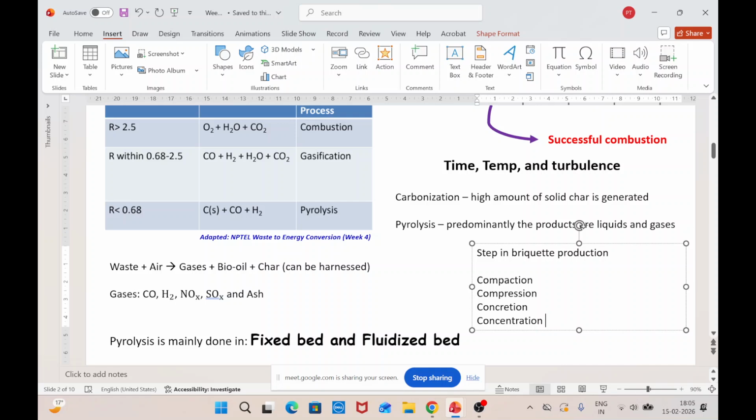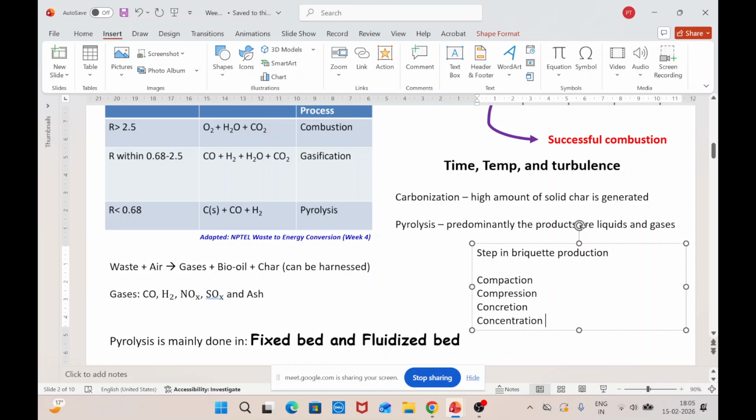The second one is the screw press. In case of screw press, what usually happens is you have a hopper and the biomass is basically fed into the system through that hopper. Once it falls inside the system, you have a rotating screw. This rotating screw is the one which transports this biomass from one end to the other end.